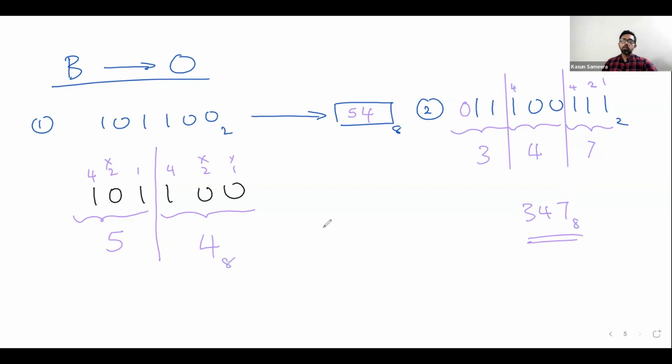Okay. Binary to octal. What is the thing you need to remember? Grouping. Okay. Right. Then binary to hexadecimal. Next topic.